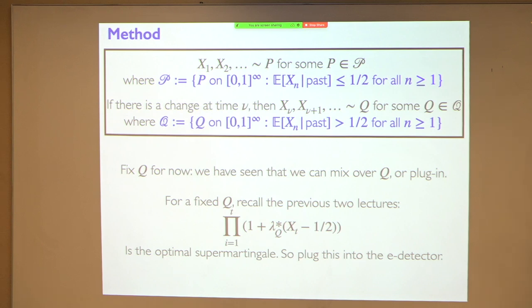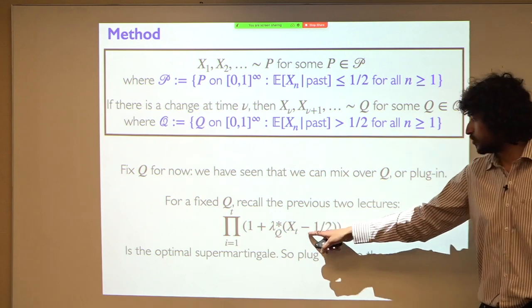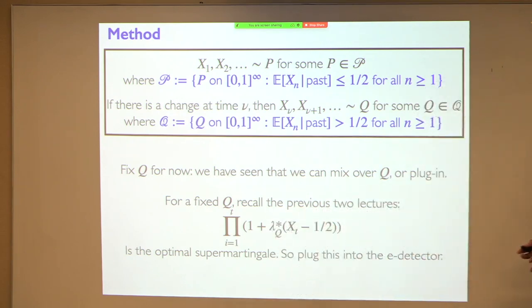Okay, so if I know what the alternative is, it's changing to some particular distribution with mean greater than 0.5, then we saw from the previous 2 lectures, but especially the previous one, in which this kind of a process is actually the optimal non-negative supermartingale. It's the numeraire if you saw the first lecture. Otherwise, if you saw the estimating means of bounded random variables by betting, I'm testing if the mean is less than or equal to a half. The optimal supermartingale for testing this is actually the product of 1 plus lambda star times x minus half, where this lambda star depends on Q.